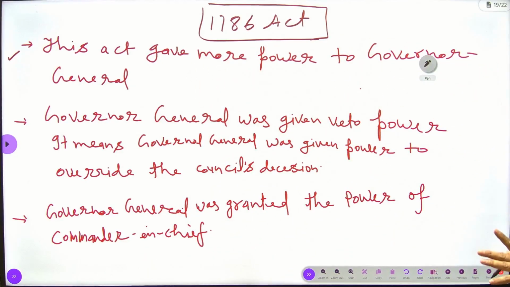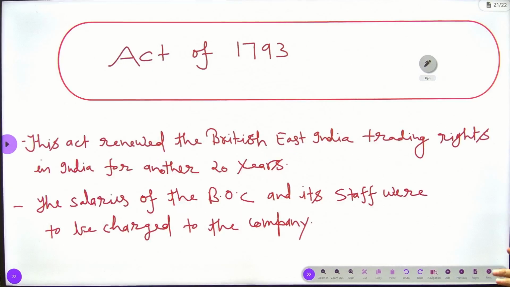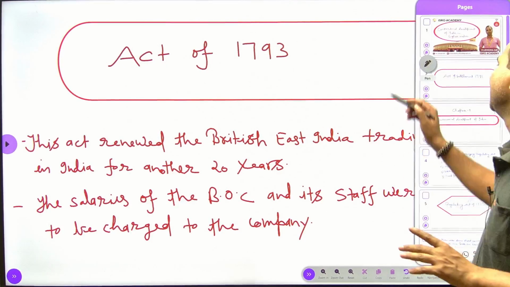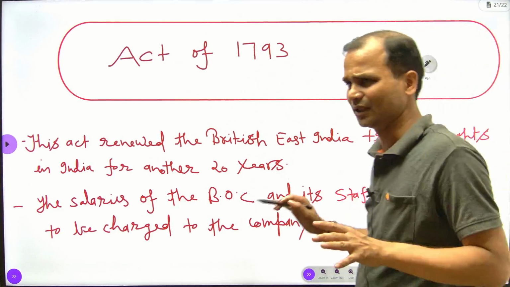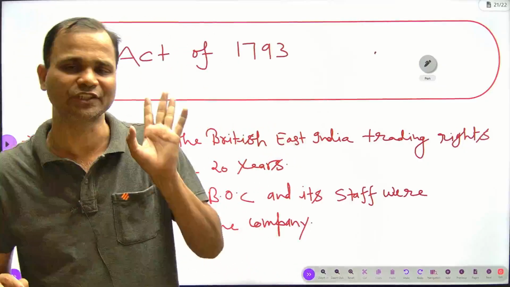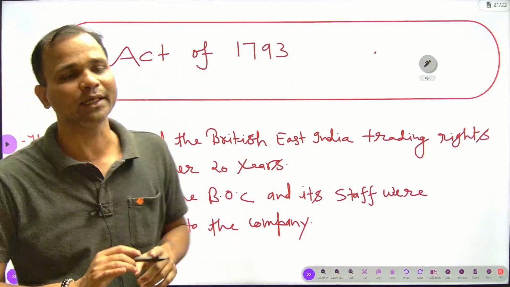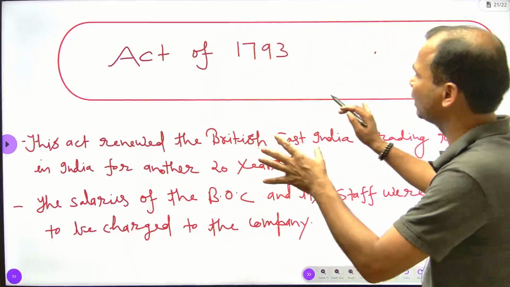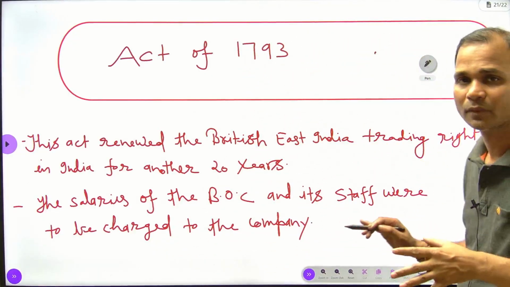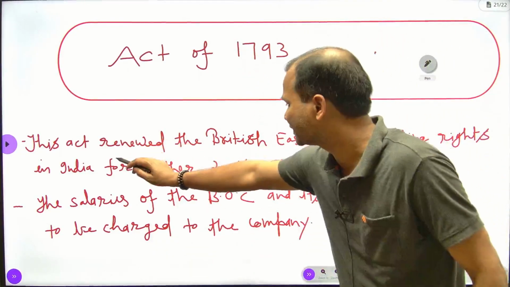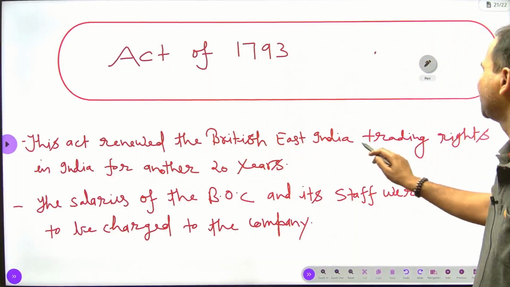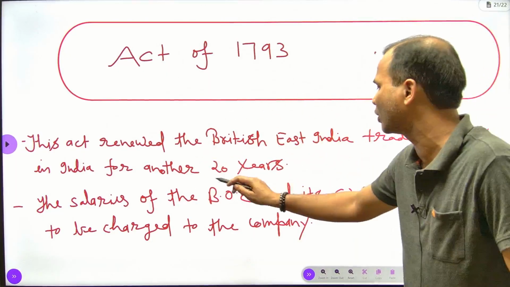After that, we find another important act known as the Act of 1793. There are only two important points in the 1786 Act, okay? And now we will talk about the Act of 1793. What was the Act of 1793? This act renewed the British East India Company's trading right in India for another 20 years.